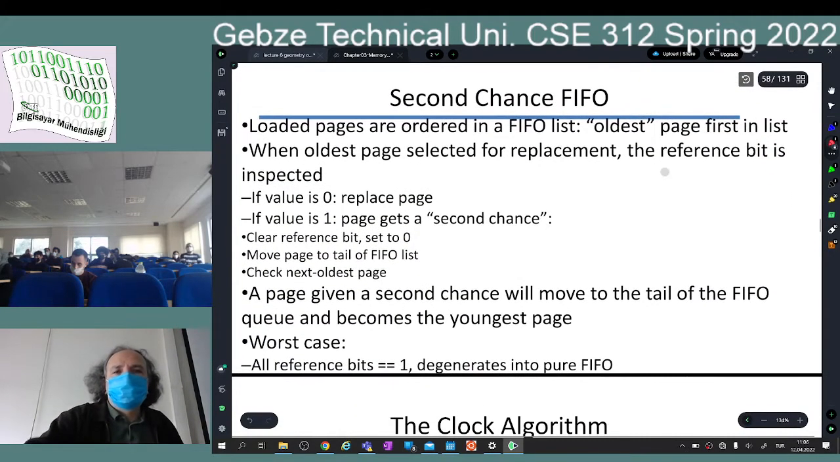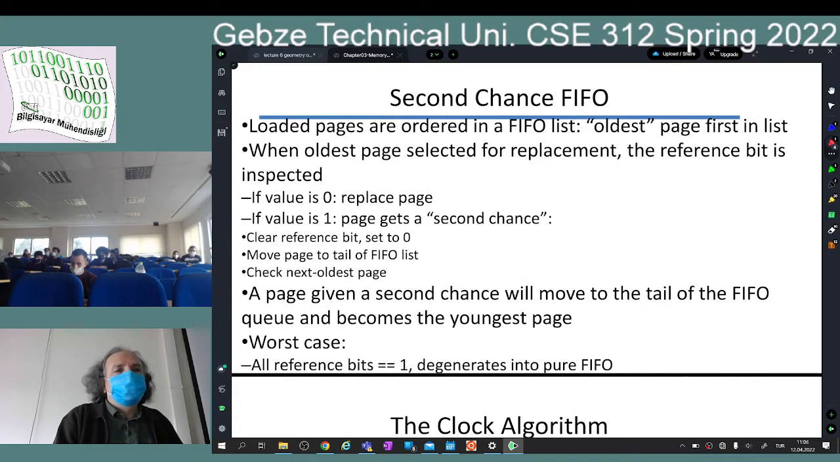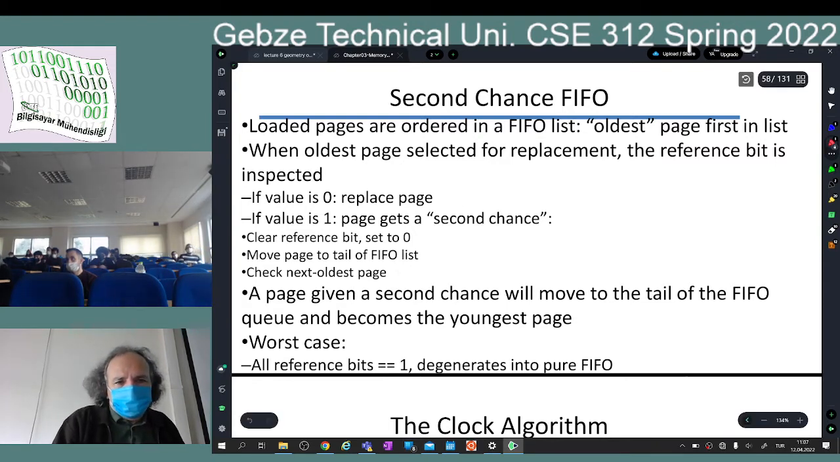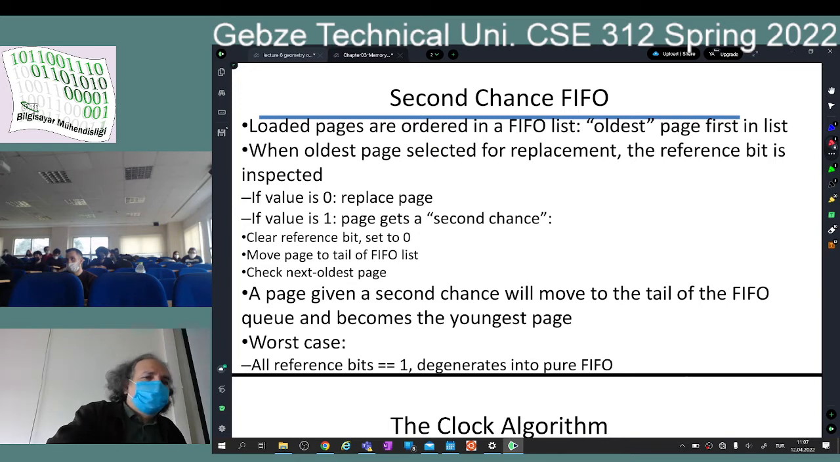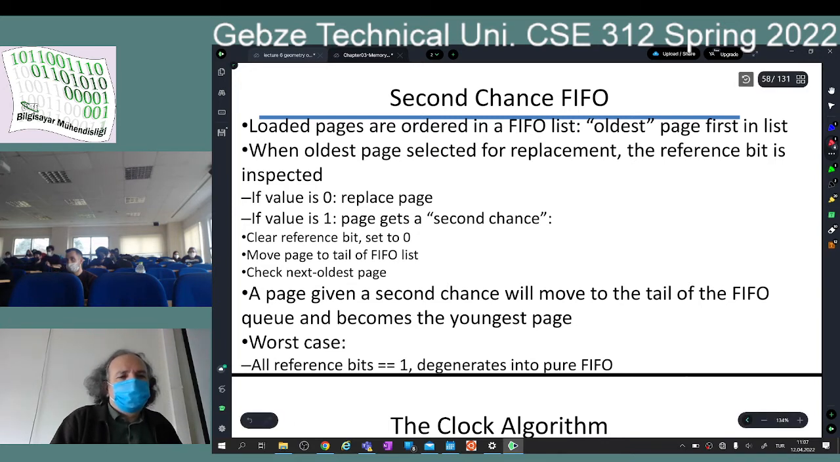Okay, so second chance FIFO. Loaded pages are ordered in a FIFO list, all this again. And so this is the algorithm. Clear the R bit, move it. So for the worst case, your question, all the reference bits 1, this one will turn into a pure FIFO.